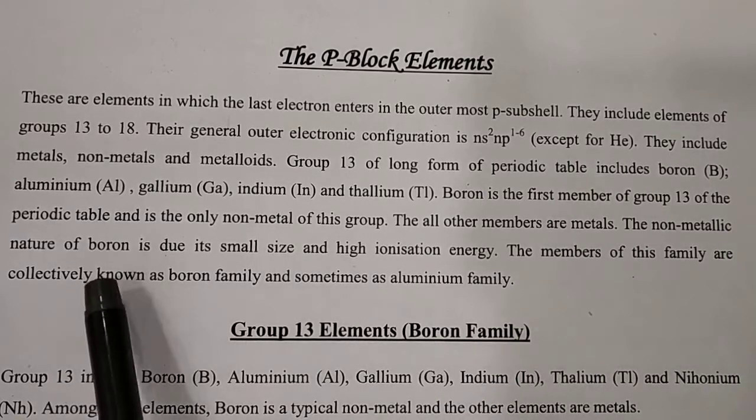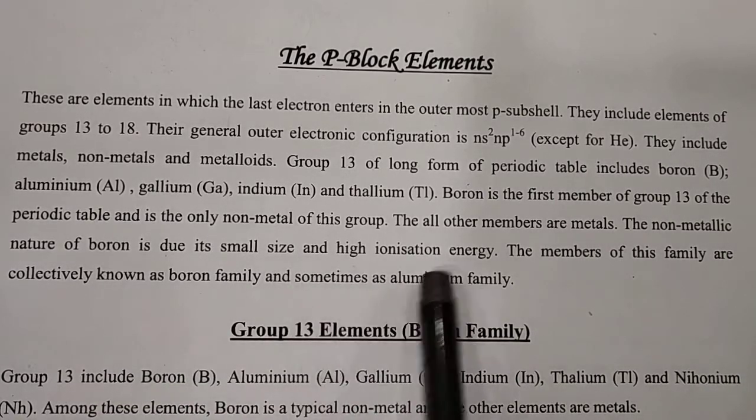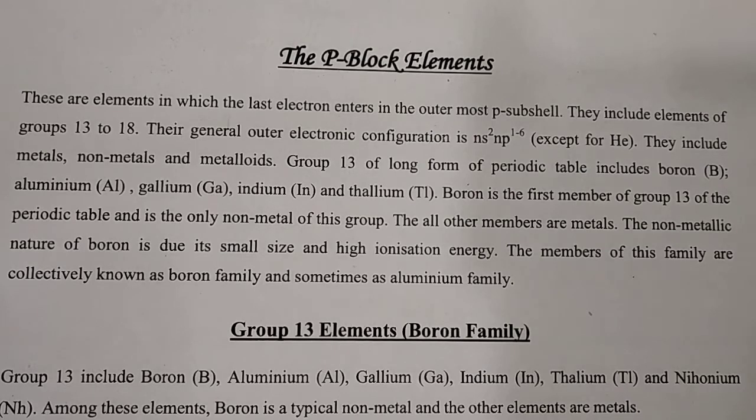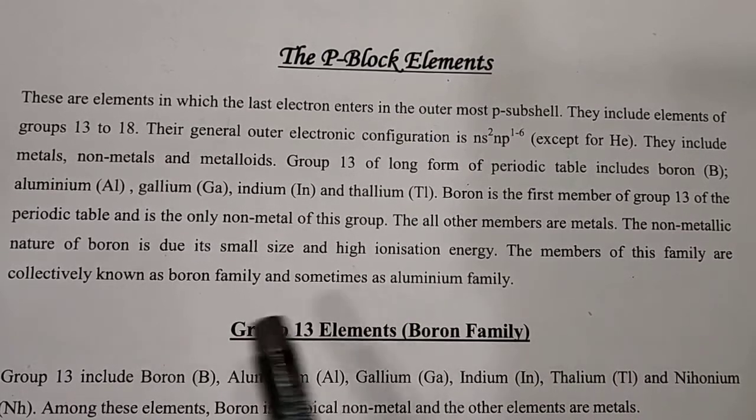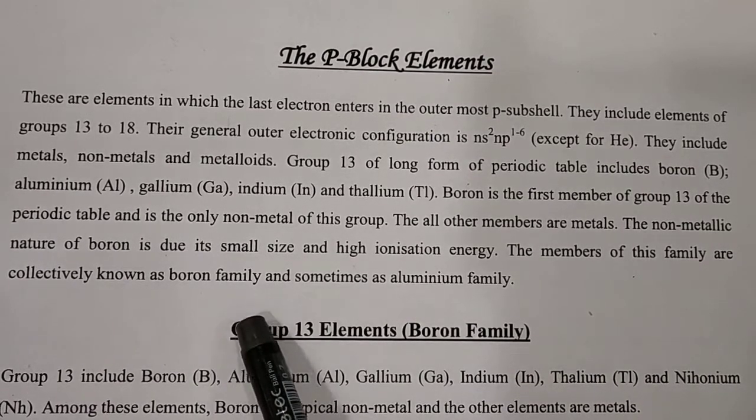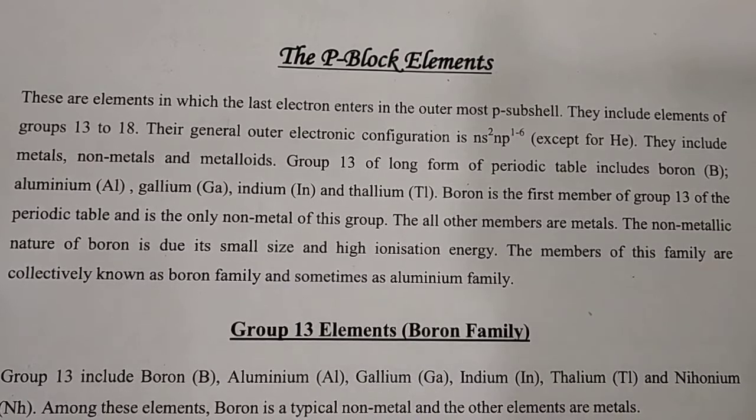The non-metallic nature of boron is due to the smaller size and high ionization enthalpy. Once again, जैसे S block के अंदर हमने पढ़ा था anomalous behavior and diagonal relationship. Likewise, anomalous behavior किसकी वजह से होता है? Just because smaller in size and high ionization enthalpy. The members of this family are collectively known as boron family, and sometimes it is also known as aluminium family. So this is all about your group number 13 introduction as well as P block elements.